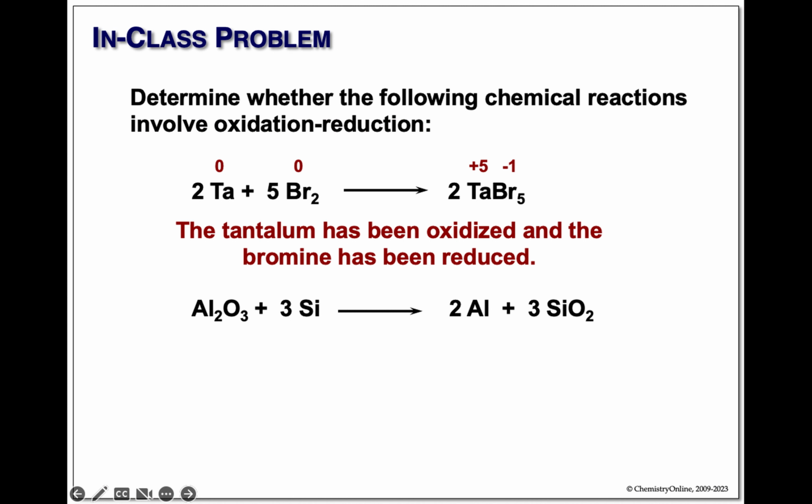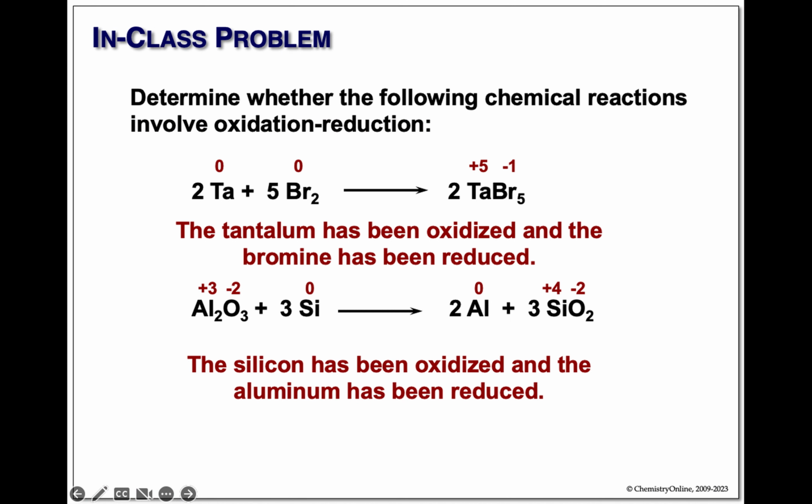Well, our silicon and aluminum will be 0. Our oxygens will be -2. This will be +3. The silicon, we have 2 negatives. This will be a +4. So, who has been oxidized? Silicon went from 0 to +4. Had to lose 4 electrons to do that, right? It has been oxidized. The aluminum has been reduced.